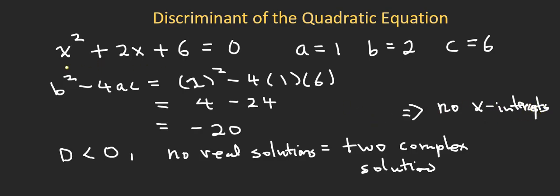You might want to check on your own. You might want to graph this parabola and see if there are any x-intercepts. And you'll find out that there are no x-intercepts. So that happens when the discriminant is less than 0.